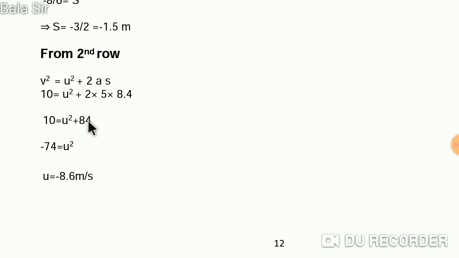Bring that 84 on the left side. So 10 minus 84 is minus 74. So U square is minus 74. So U is equal to 8.6. Remove the square, it becomes square root. So the square root of 74 is 8.6 meter per second.